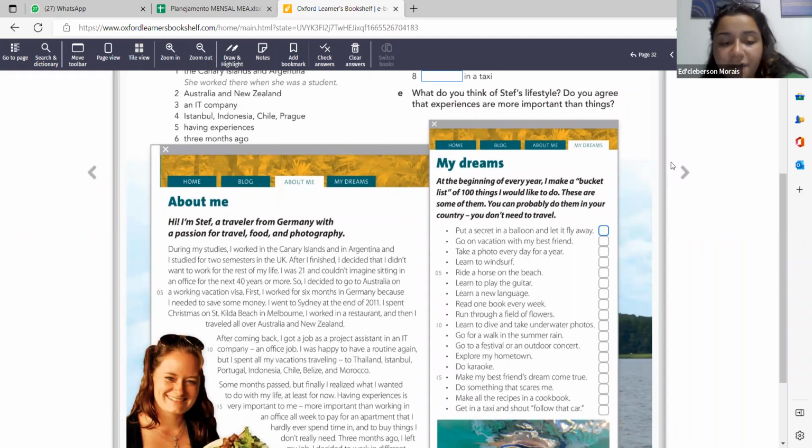Very good. What about number five? Having experiences. Having experiences is very important to her, more important than working. She thinks it's more important than working and buying things she doesn't really need. Okay? Three months ago, she left her job and decided to work in different jobs. Exactly.